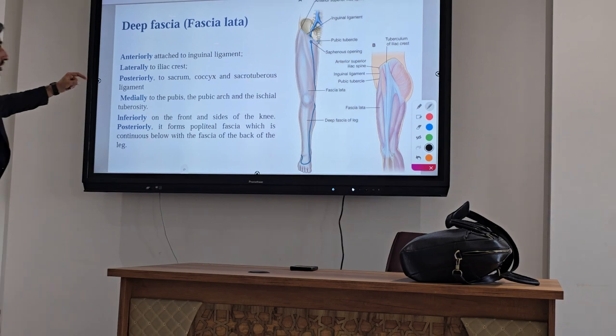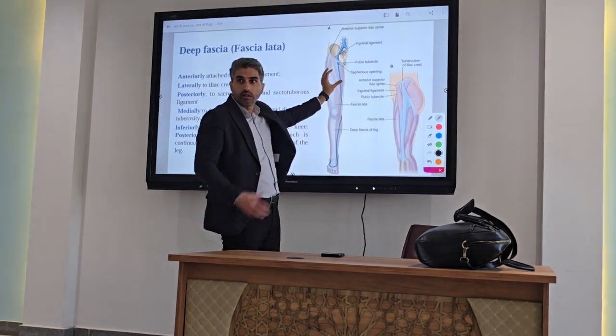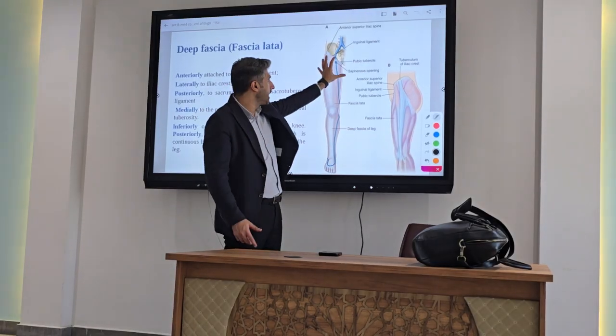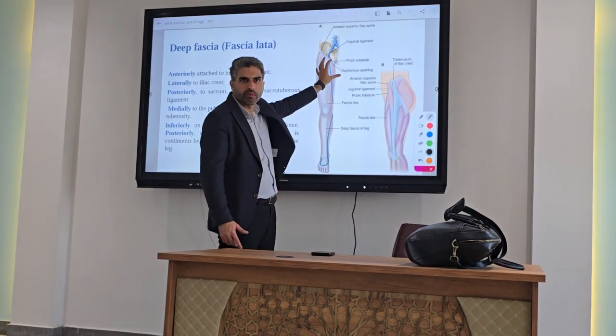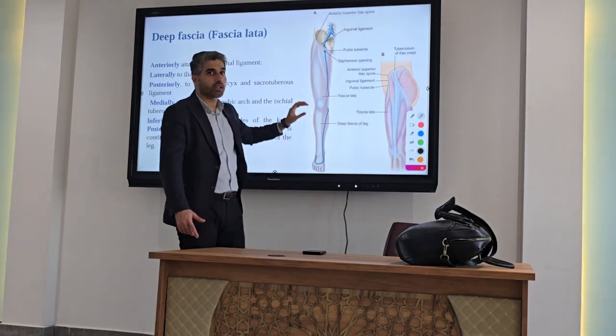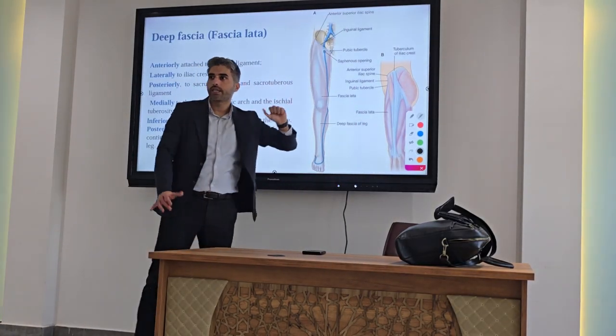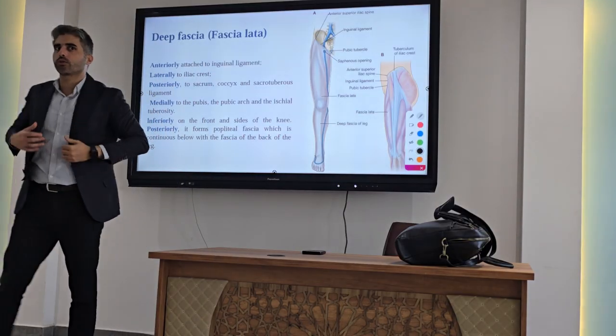Look at the deep fascia of the thigh. In this picture, you can see this white, milky layer. This is deep fascia, like socks. Deep fascia covers the muscles, okay.